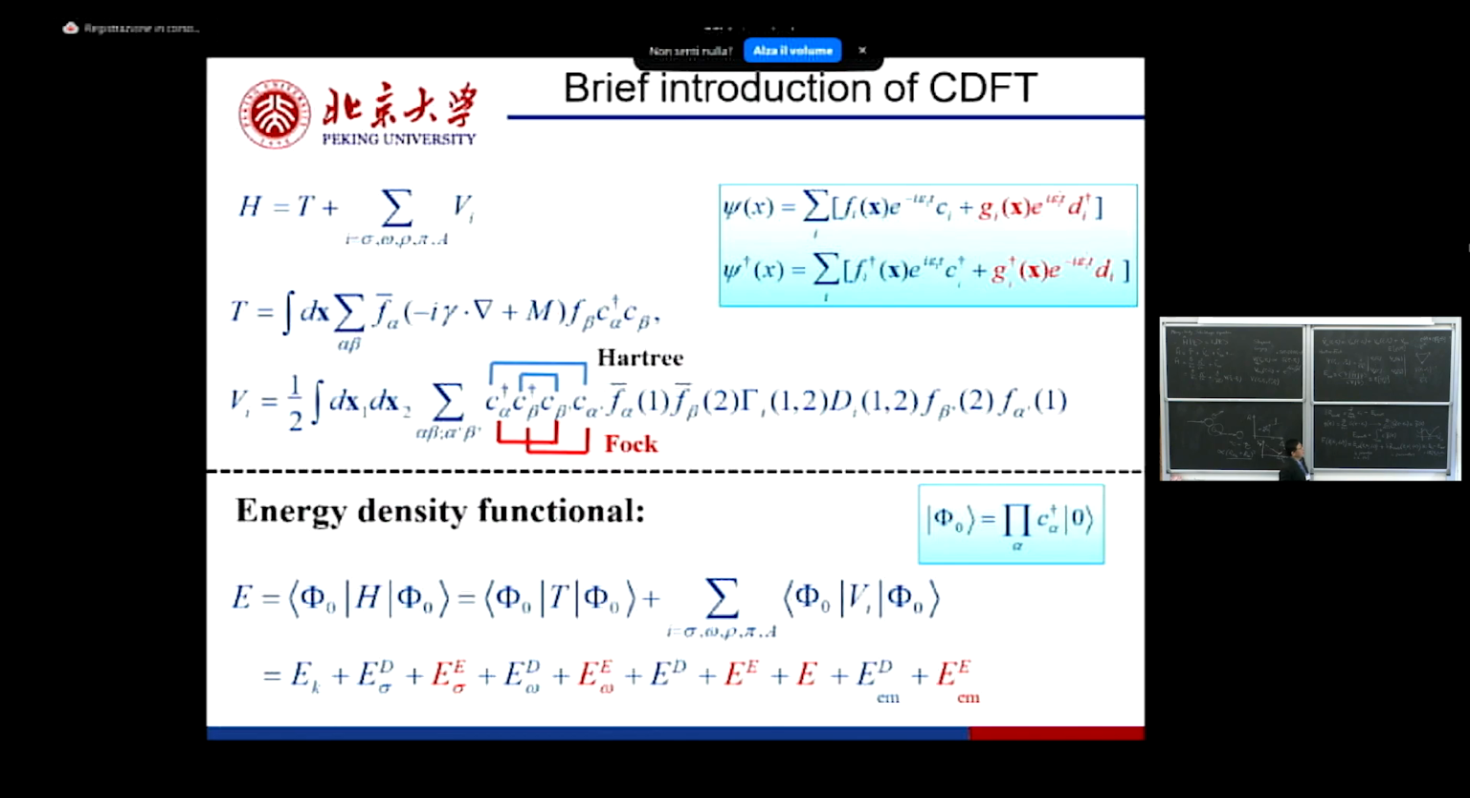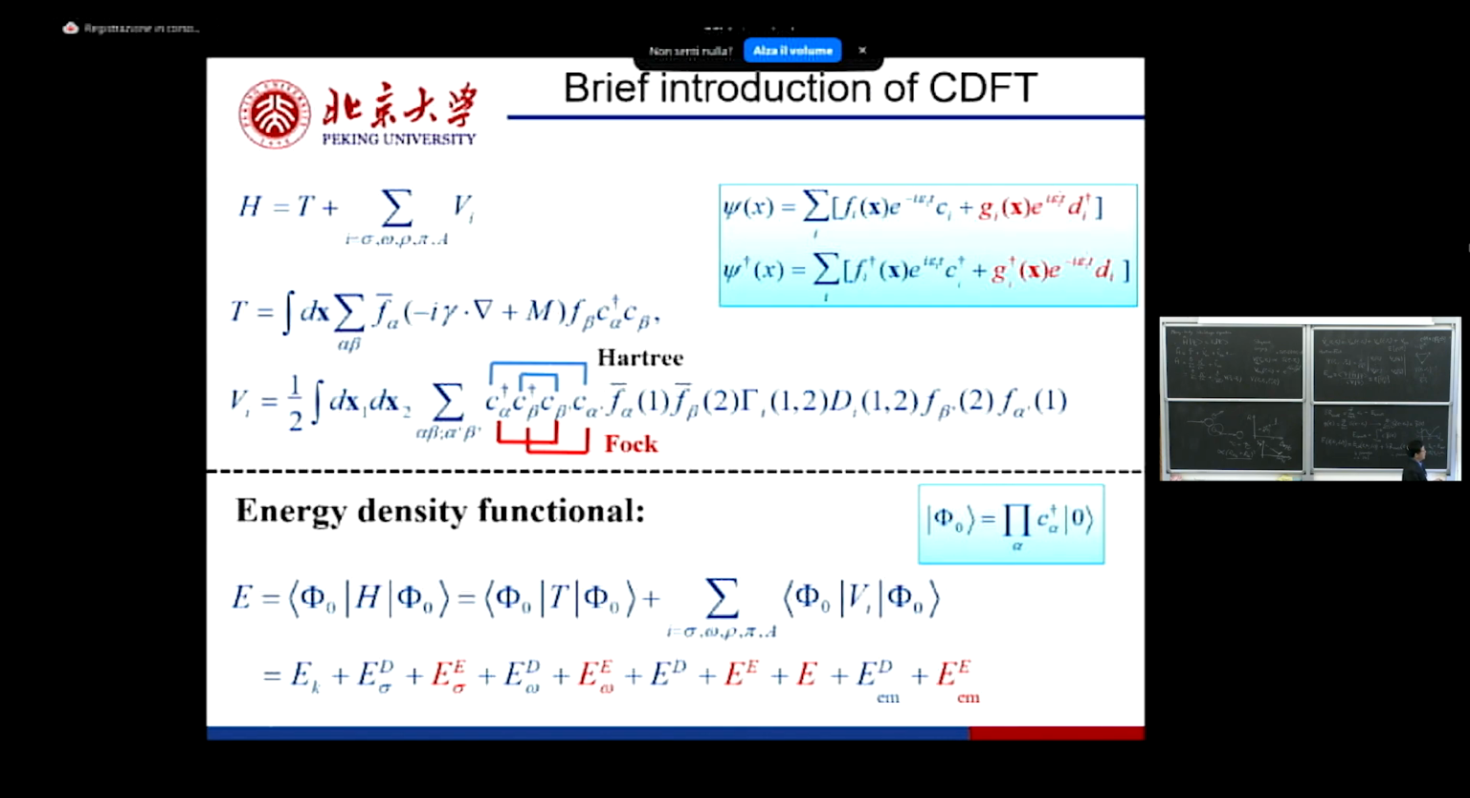So from this Lagrangian, if we quantize the meson field, then immediately we can have a Hamiltonian which has the familiar form. So this is the kinetic part, and this is the two-body part. For the two-body part, we have the so-called direct term, which is the Hartree part, and the Fock part. And from this Hamiltonian, if we assume that the nuclear wave function can be described by a Slater determinant, then from this Slater determinant, immediately we can write out the density functional in such a way.